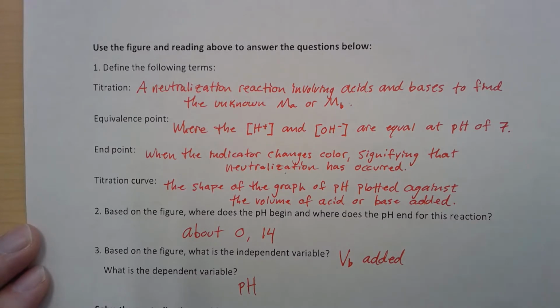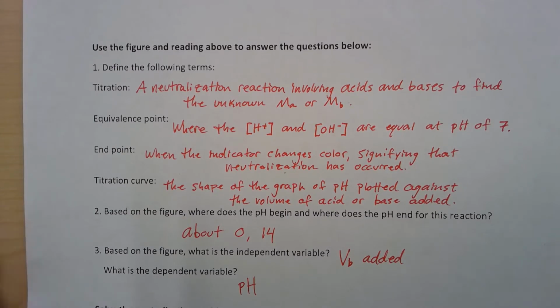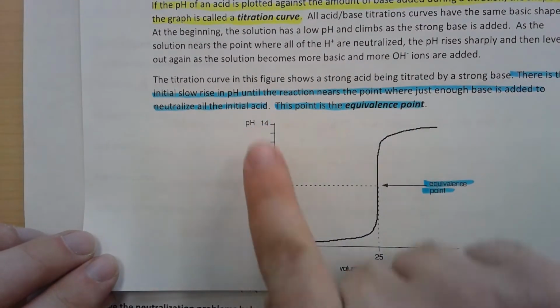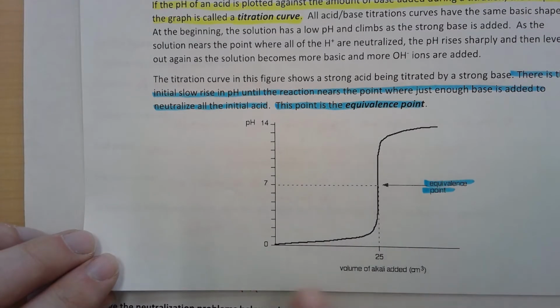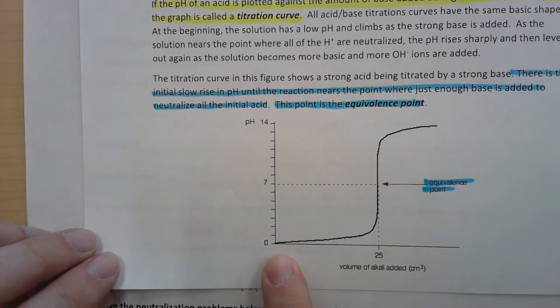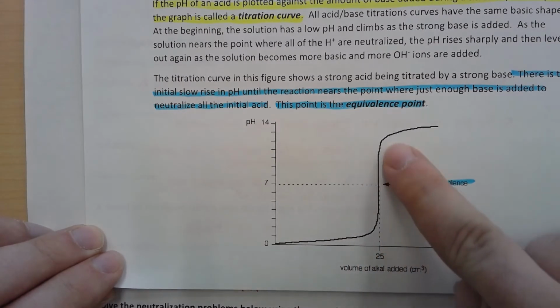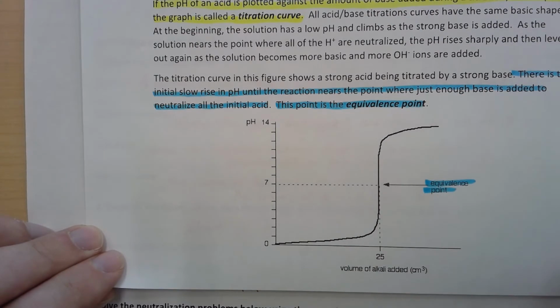Okay, number 2 here. It says based on the figure, where does the pH begin and where does the pH end for this reaction? About 0 and 14. So let's look at the graph quickly. It says down here that the pH is on the y-axis and volume of alkali added, which would be the base. Okay, it starts here at 0, and as more volume is added, the pH rises.